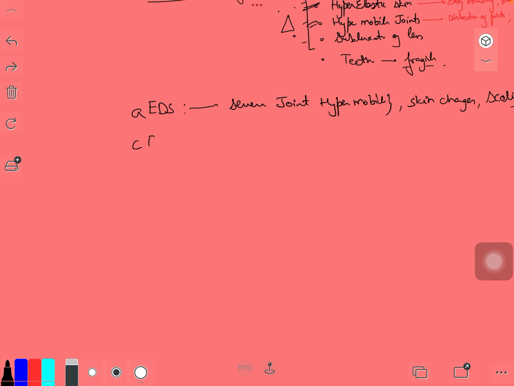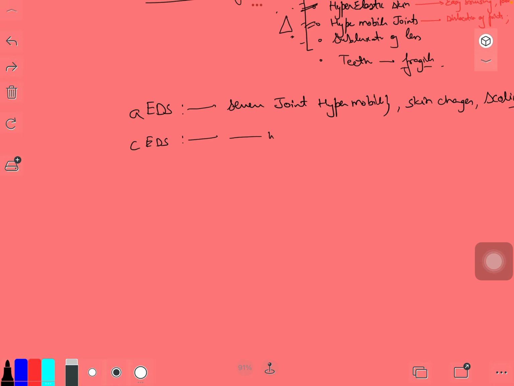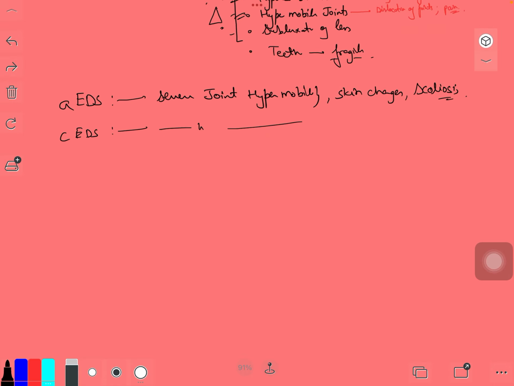Anyways, then is the C type of EDS. C was the classical type. So again, skin and joint is involved. There can be atrophic scars present, so everything remains constant over here. For the skin changes, atrophic scar is much more common. Atrophic scar, right? And easy bruising.